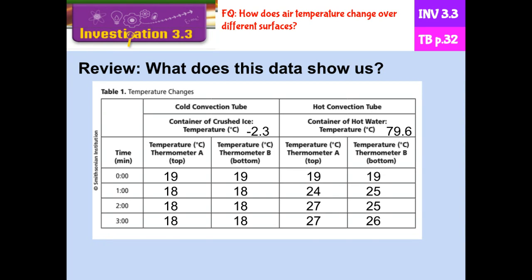In the hot convection tube, of course, the hot air rises and the temperature above the hot water gained energy. It gained heat. So you can see that in the temperature increasing. So we're going to talk a little bit more about that today, but basically you need to see that hot things, especially air, move upwards. They become less dense and rise. And cold air does not rise. It stays low to the ground.